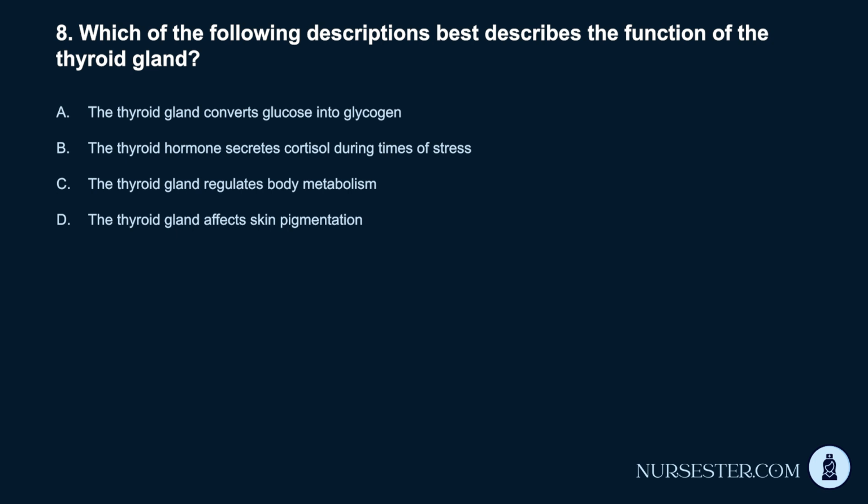8. Which of the following descriptions best describes the function of the thyroid gland? A. The thyroid gland converts glucose into glycogen. B. The thyroid hormone secretes cortisol during times of stress. C. The thyroid gland regulates body metabolism. D. The thyroid gland affects skin pigmentation. Correct answer: C. The thyroid gland regulates body metabolism.